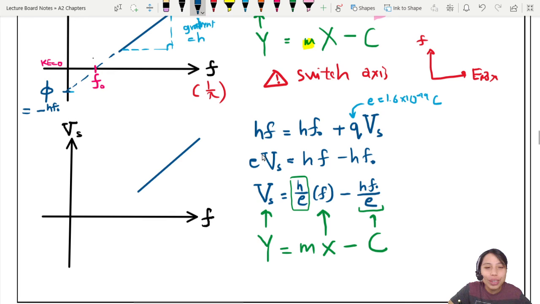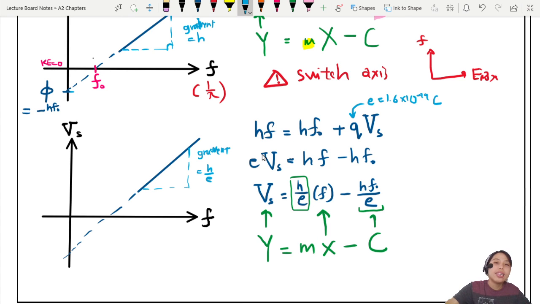Okay, so here you can also extrapolate backwards. What's the gradient? Gradient is going to be h over e. So we can label that out here. Oh, hey, now your gradient is different. Gradient is going to be h over e.